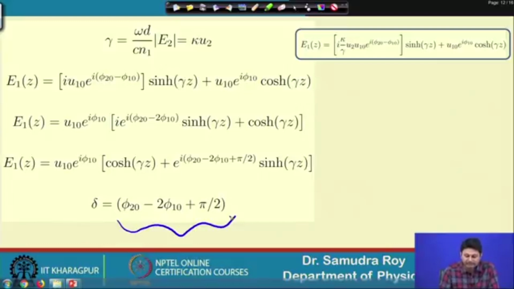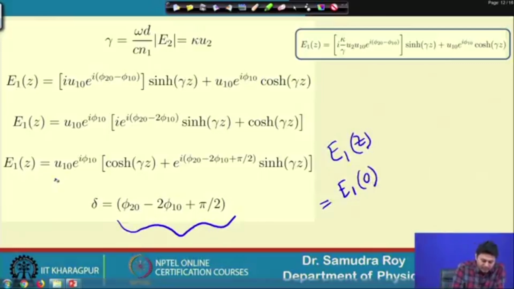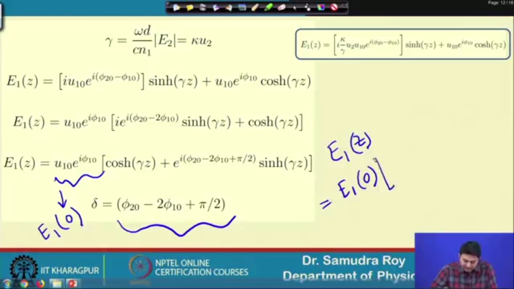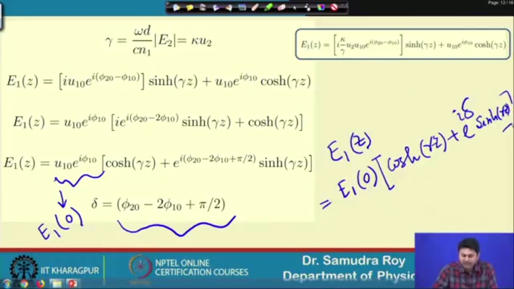Now if I put these things here, we are going to have one expression. E1 z is nothing but E of 1 0, mind it, this quantity is nothing but E of 1 at z equal to 0, that is the input, multiplied by cos hyperbolic of gamma z plus e to the power of I delta sine hyperbolic of gamma z. So, we will have a term like this.